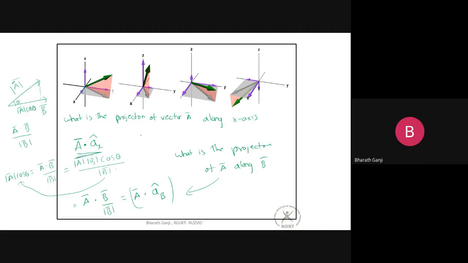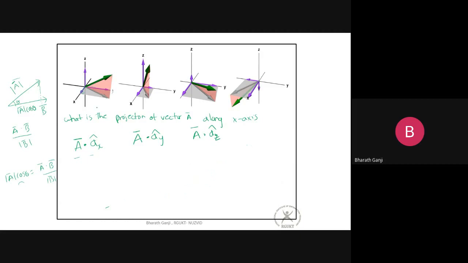Okay. So if you ask me what is the projection of a bar along y direction, then it is a bar dot y cap. Right? So if you ask me what is the projection along z direction, that is a bar dot z cap. Right. So these are projections in each individual direction. That means, for the vector I have taken, how much projection it has in the x direction, how much projection it has in the y direction, how much projection it has in the z direction.